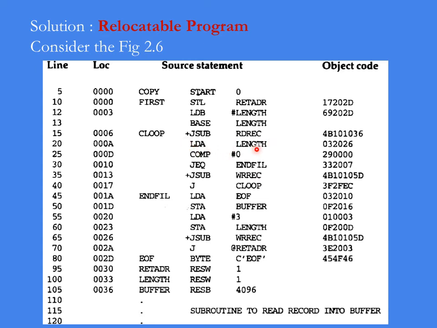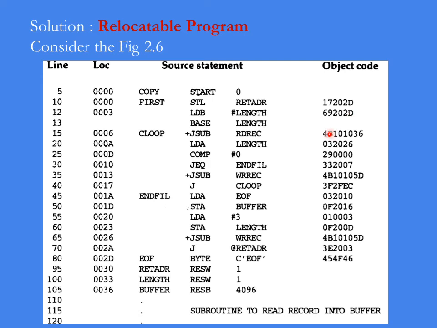Say LDA LENGTH. So this LENGTH points to the location 0033, right? And for this instruction, the contents of PC is 000D. It points to the next instruction. So if you subtract 000D from 0033, you will get 026. Okay? So it's hexadecimal subtraction. You can verify it once. So hence, even if you load the program at any location, all format 3 instructions will not have any problem, as the relative distance or the displacement is being stored in the address field.